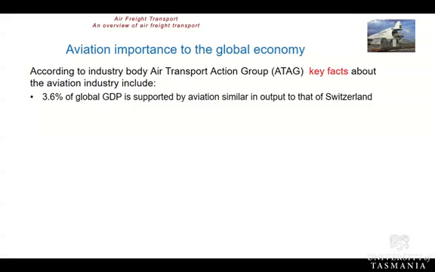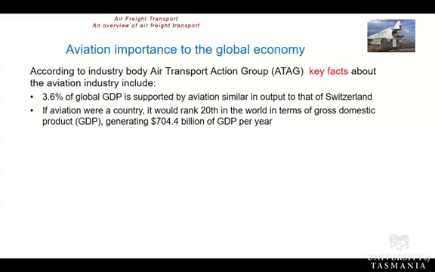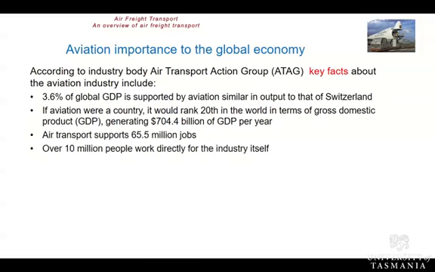value, 3.6% of the global GDP comes from aviation. And if you were equating that to an output, that would be similar to Switzerland. So quite a significant amount of value associated with aviation. If you were ranking it in terms of countries, it would probably sit around 20th in the world in terms of gross domestic product, in other words, final goods and services produced. So it's generating around $700 billion of GDP per year.